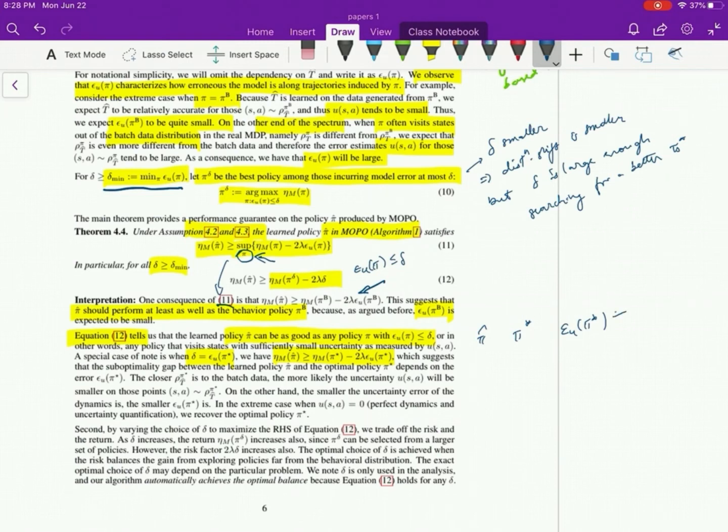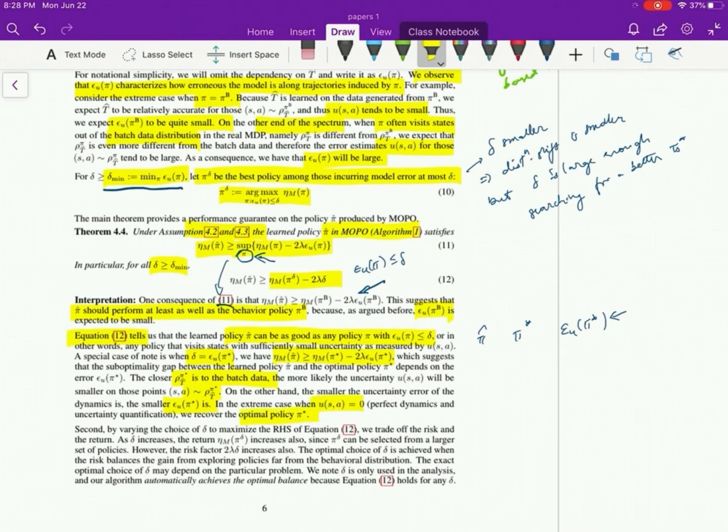Yeah, characterizing this quantity would be a good idea for further future work, or like a different draft for this paper. Now, the closer this distribution is to the best data, pi star, okay, on the other hand, the smaller the uncertainty error of the dynamics is. In the extreme case, we recover the optimal policy.